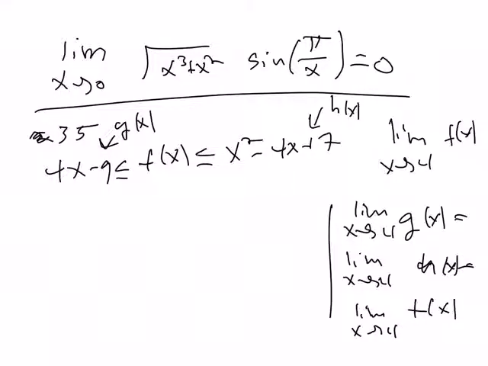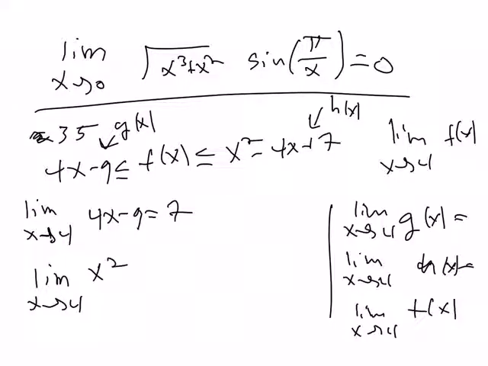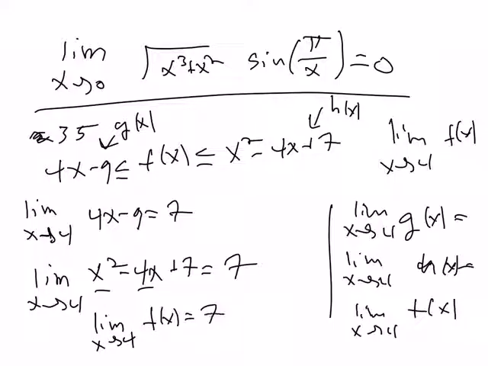So let's see. The limit as x goes to 4 of 4x minus 9 is equal to 7. And the limit as x goes to 4 of x squared minus 4x plus 7, right? These are going to cancel. It'll be 16 minus 16 plus 7. It's going to be 7. So the limit as x goes to 4 of f of x will be 7, straight out of the squeeze.